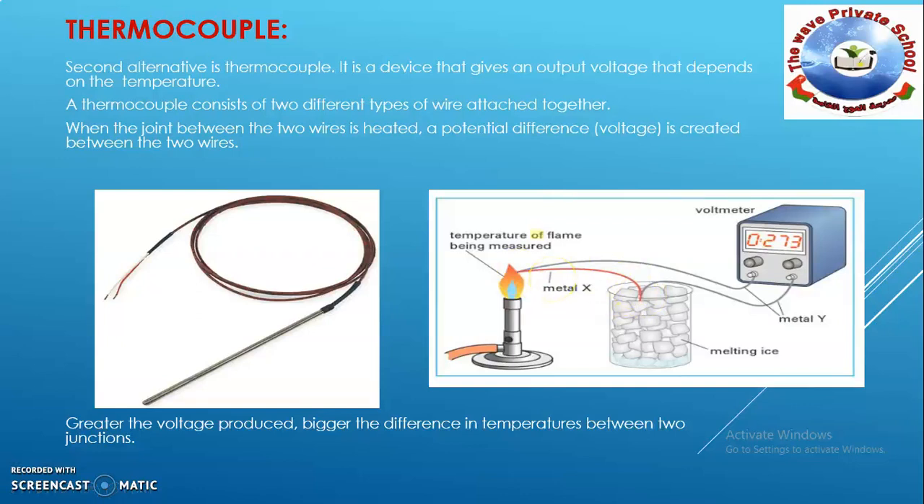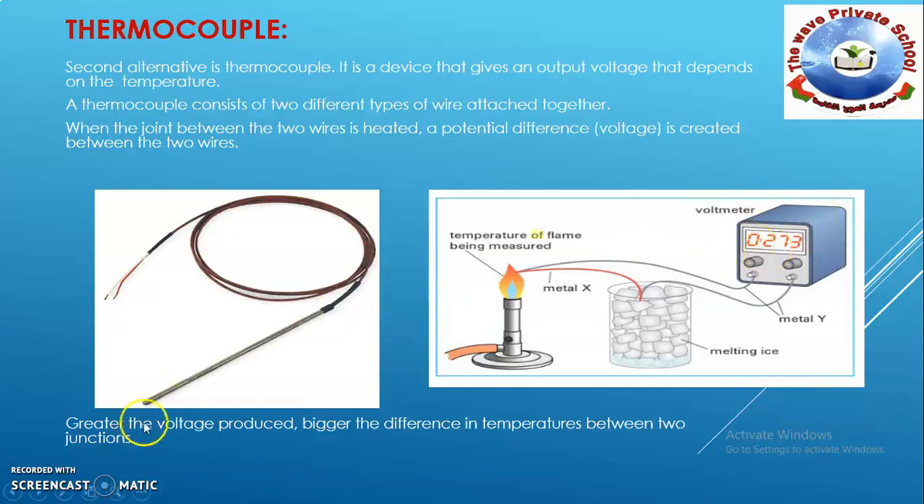One junction is placed in melting ice, at 0 degrees centigrade, while the other is placed in the flame, whose temperature is to be measured. Then it shows the reading on the voltmeter.